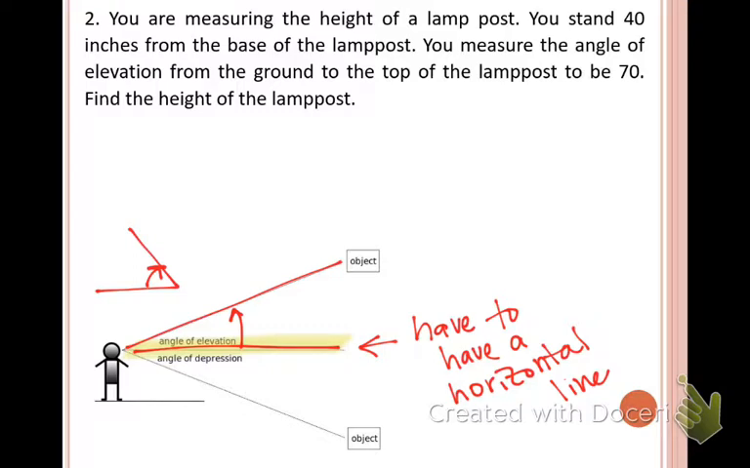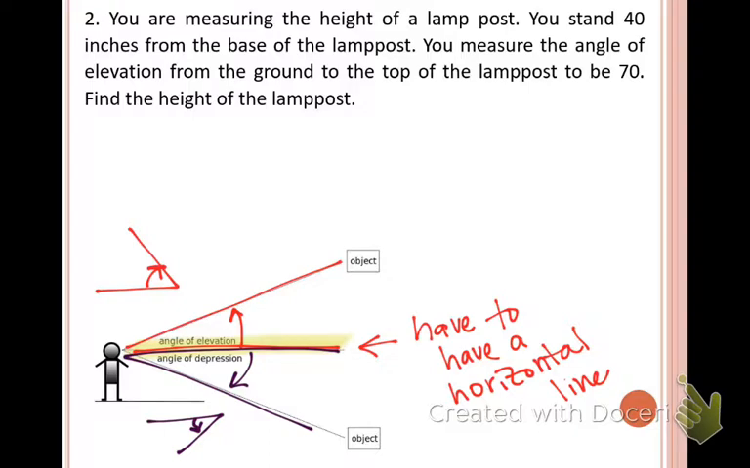Angle of depression starts at a horizontal line and opens downward. Could look like that, or what else could it look like? Could look like this. Horizontal line opening downward. Same thing. So, we're going to use that in the next, like, I don't know, four problems.